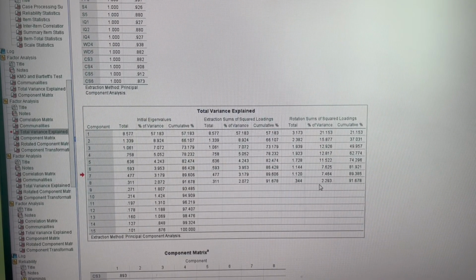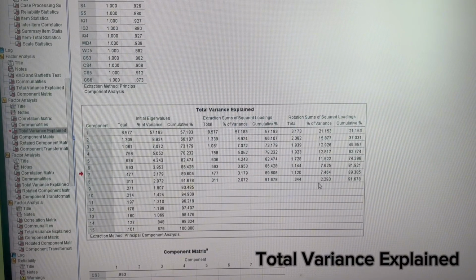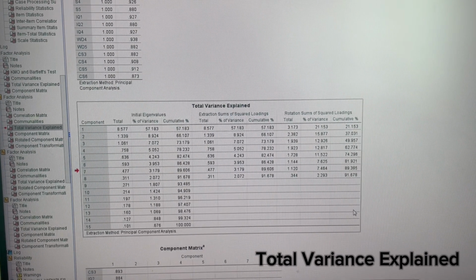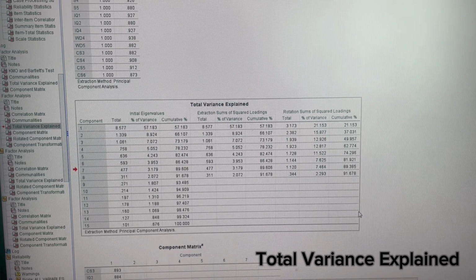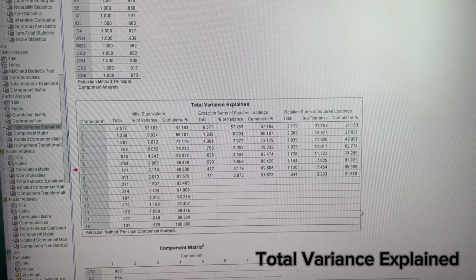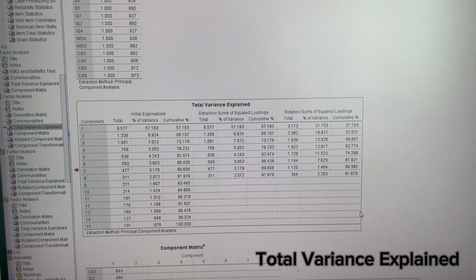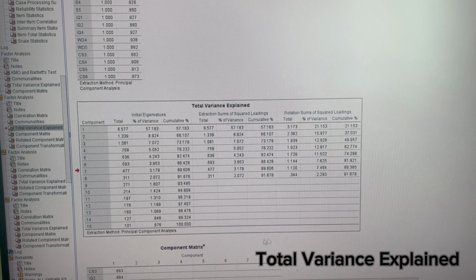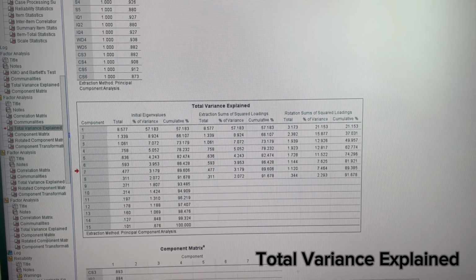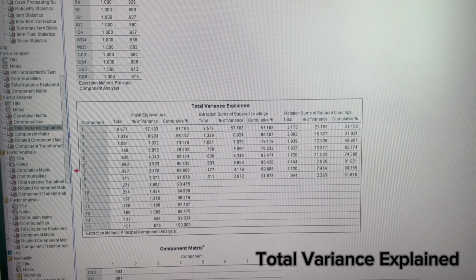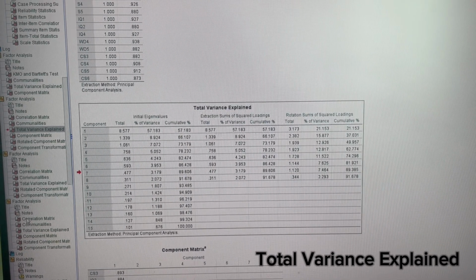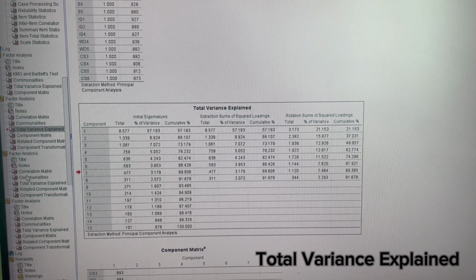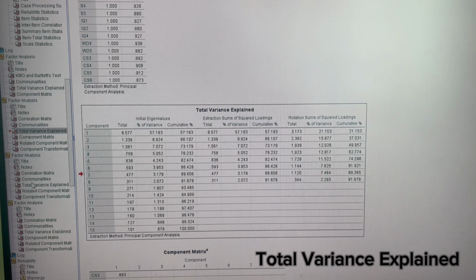And now let's take a look at the total variance explained table. This table helps us understand how much of the variance in the data is explained by the factors. The first column shows the eigenvalue, which indicates the amount of variance explained by each factor. In this table, we can see that the first few factors have eigenvalues greater than 1, and they explain a substantial amount of the variance in our data. For example, the first factor explains 57.183% of the variance.